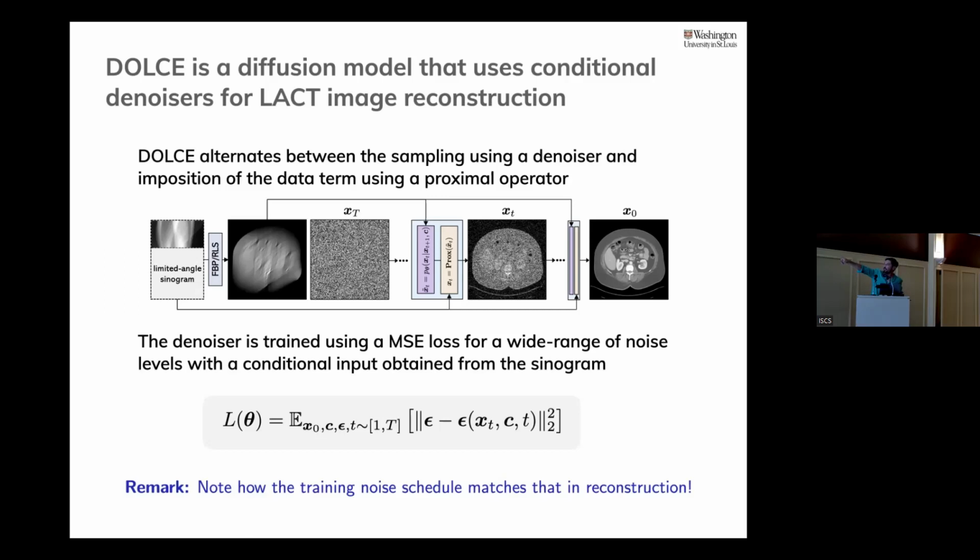Now, how do we sample? We just generate new Gaussian noise patterns that give us another sample and then another sample, and we can generate multiple samples.